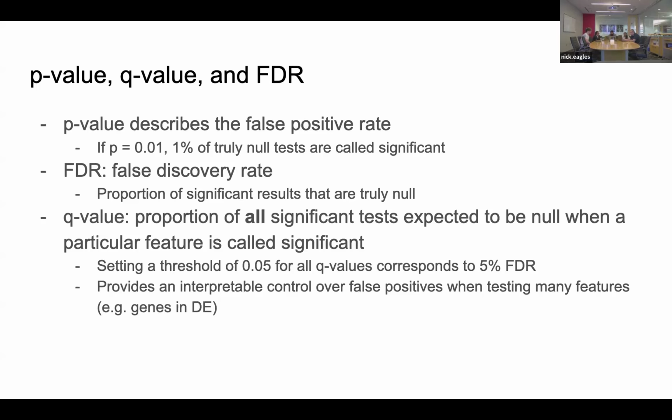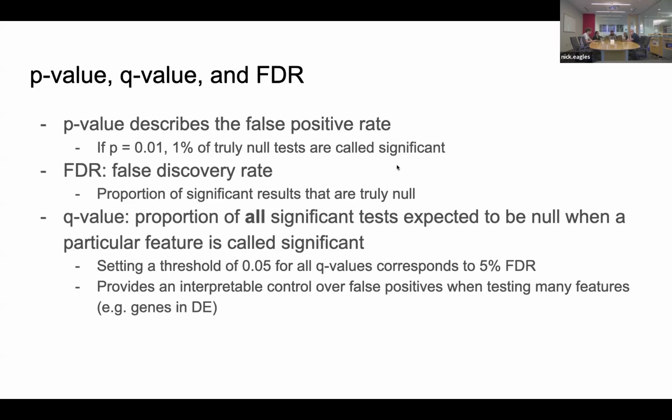setting a threshold for the Q value gives us a really interpretable statistic. For example, if you set a threshold of 0.05 for Q values and you take all features that pass that cutoff, then you expect 5% FDR. So 5% of significant results are actually null. So setting a Q value threshold gives you direct control over the FDR, and that gives you a really interpretable way to control false positives.